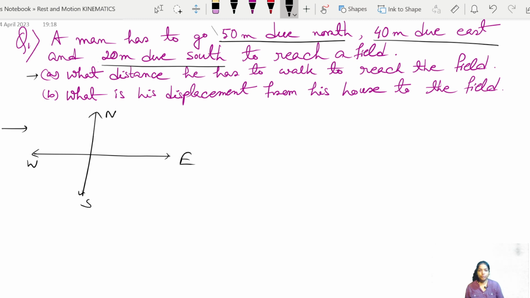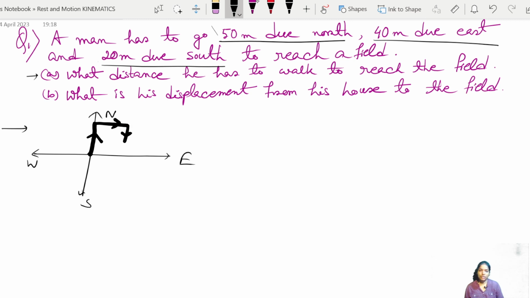50 meter due north. Here let's take from this point to this point up to 50 meter due north. It is going this side. And then 40 meter due east. Then from east it is now going south direction, that means this direction, 20 meter.